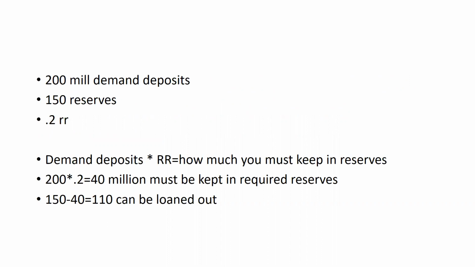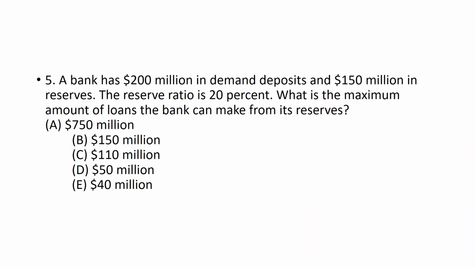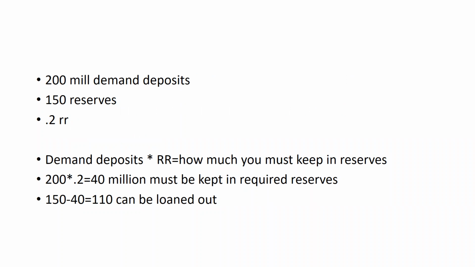I have 150 in reserves. I only have to keep 40. So 110 could be loaned out. Okay, of that 150, I could loan out 110. I'll go back and there's the answer, C, 110. So this bank could loan out 110. Now, if they ask for the maximum amount of loans that could be made in the whole system, I would then take 1 over 0.2 to find my multiplier as 5, right? And then I would take the 110 times 5, and it could be 550 million loaned out for the entire system.